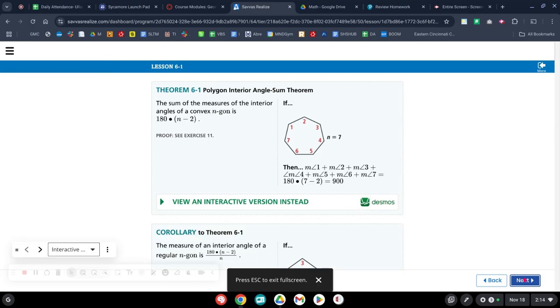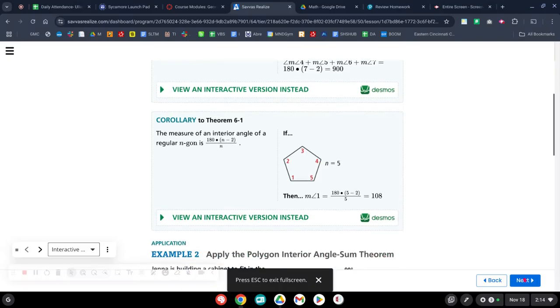Okay, here we go. This is what I just showed you. All right, now, the measure of an interior angle of a regular n-gon. This is really important. Maybe obvious, but if this is the sum of the angles, and if it's regular, what does that mean? Well, all of the sides are the same, and all of the angles are the same. So if it's a regular n-gon, to find the measure of each angle, you just divide by n, the number of angles.